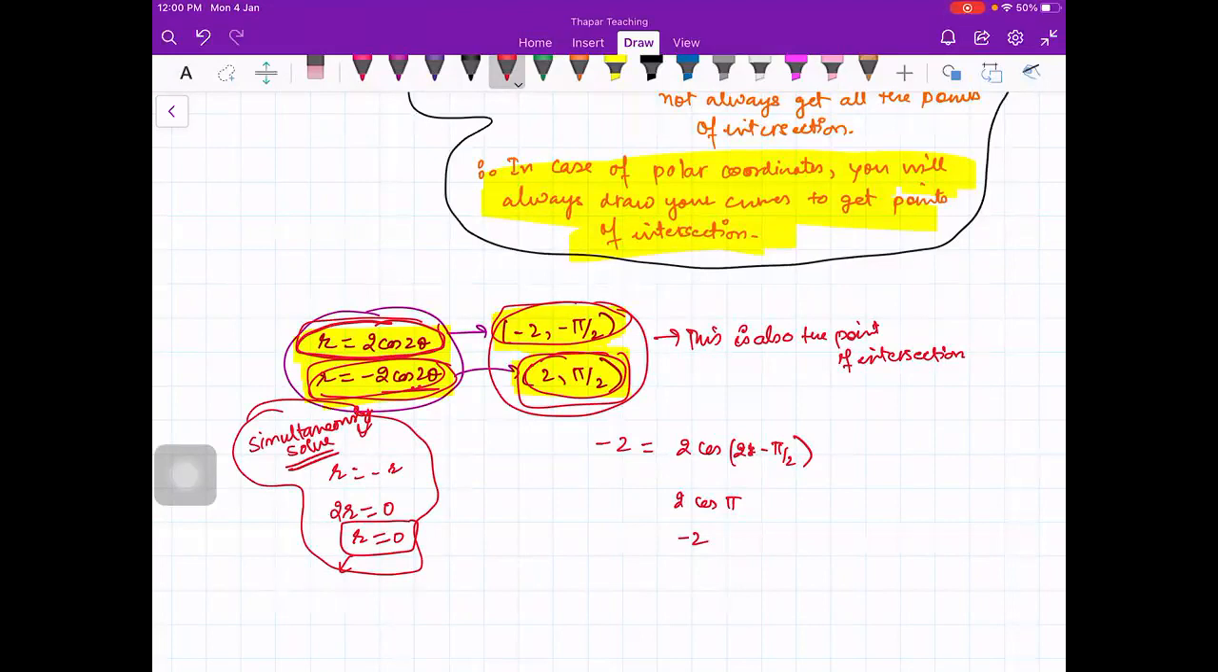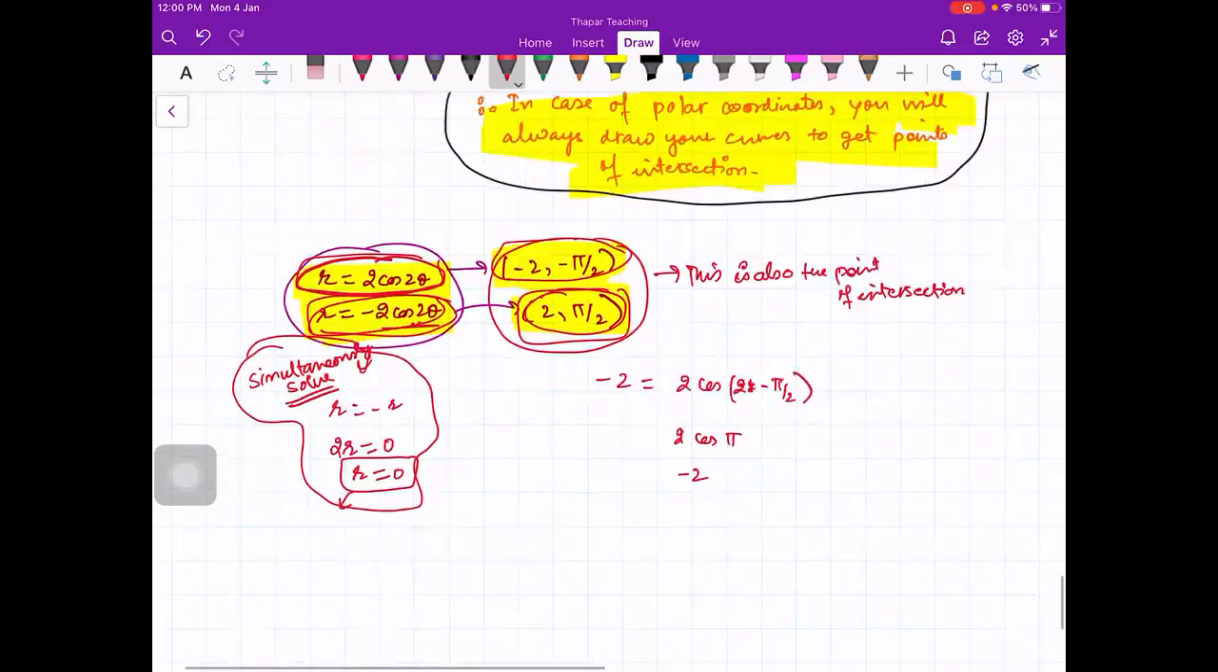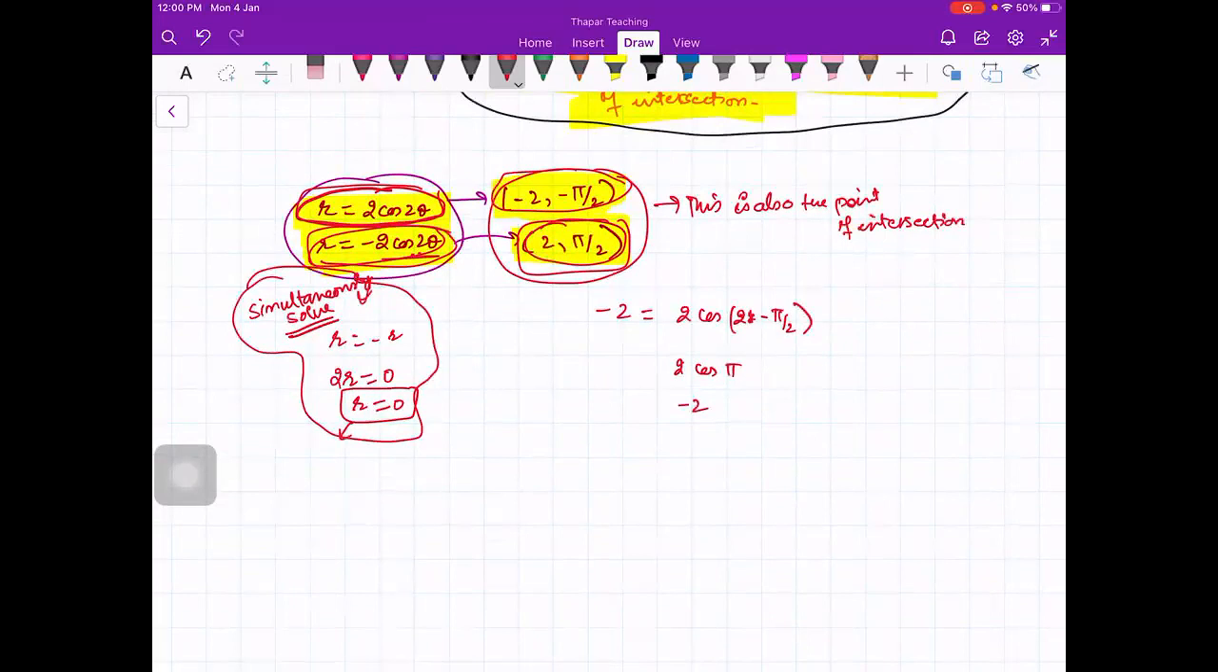Understood? Ma'am, but they are the same point. Ma'am, can you explain it again? Ma'am, they are the same point. Why can we not get it by simultaneously solving?